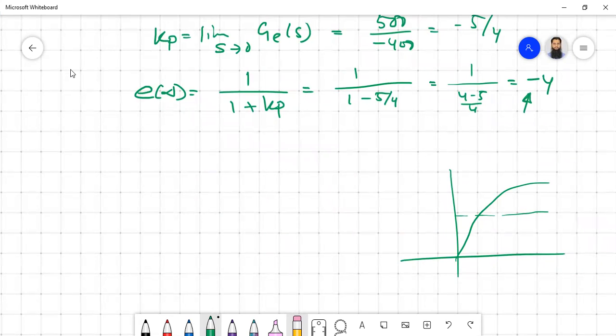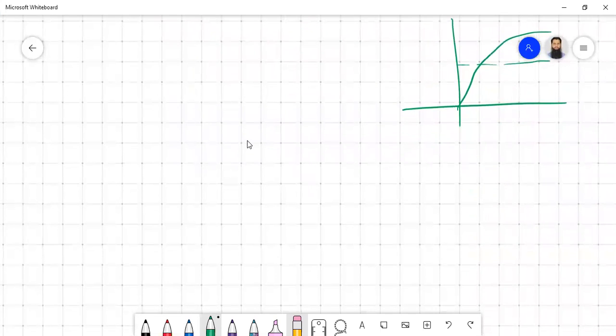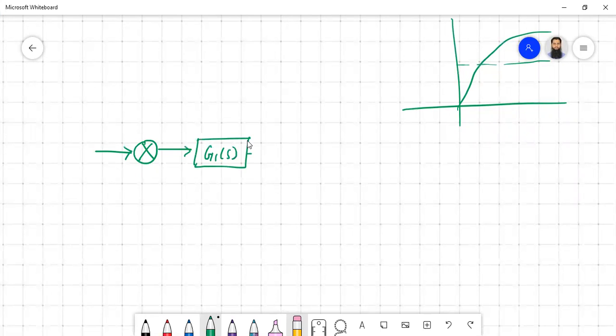Now, the next topic is the steady state error of non-unity feedback with disturbance. Okay, so now we are introducing the disturbance into our non-unity feedback system. Again, this is our controller G1(S). Then we have a junction where the disturbance is coming, D(S).